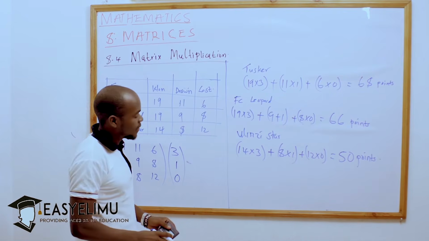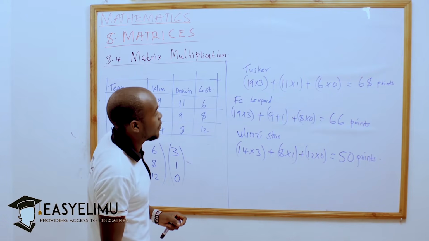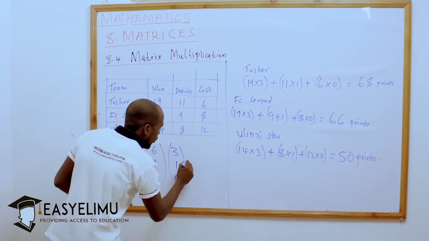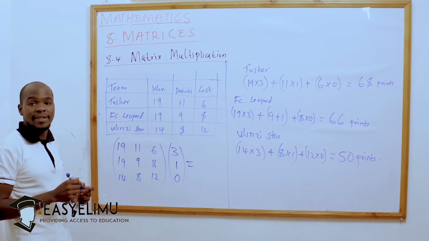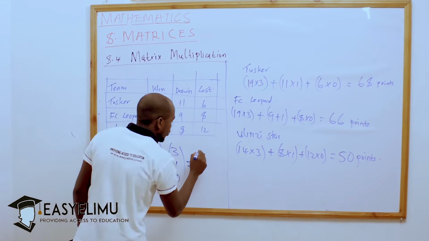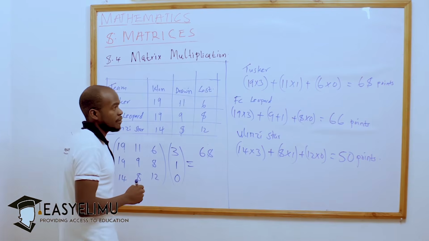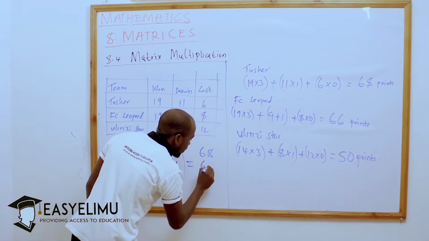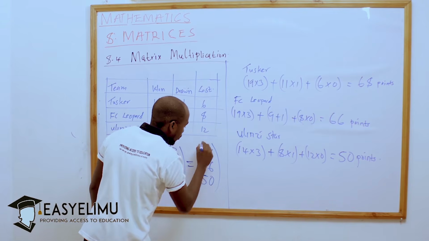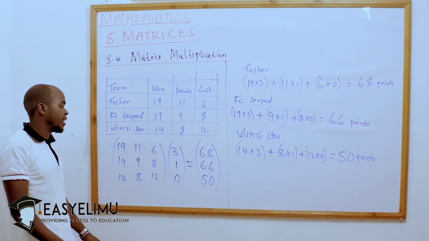So from there we can see we have worked out and found 68, 66, and 50. Meaning that here we can now give out our answer. We are going to have another matrix here which will be 68 for the first row, the second one is 66, and the last one is 50. If we put together, this is what we shall get.